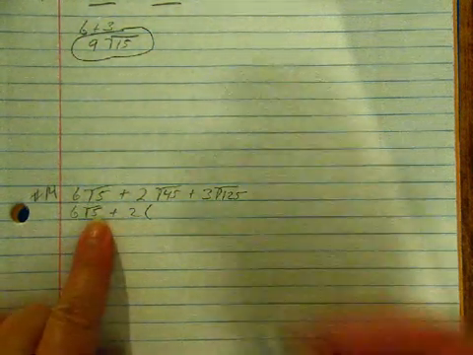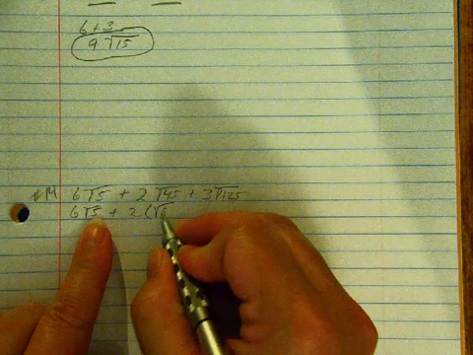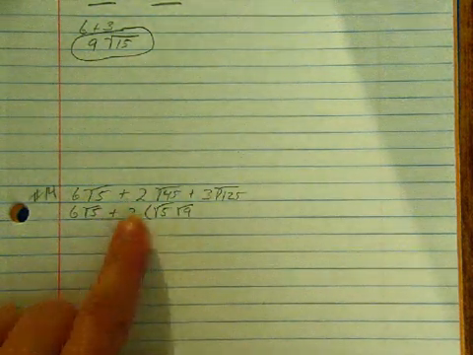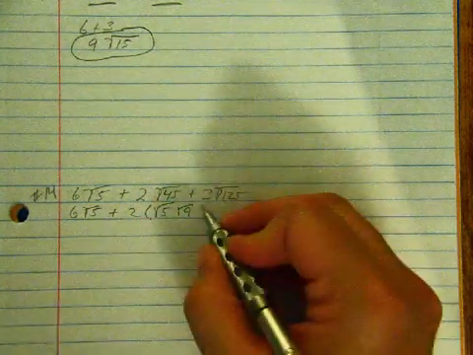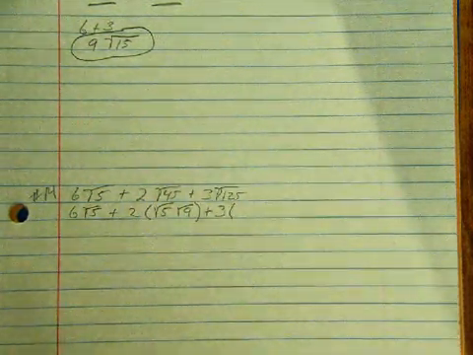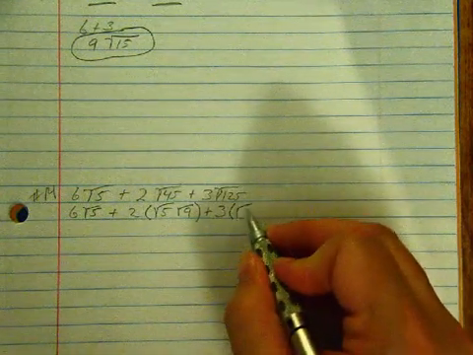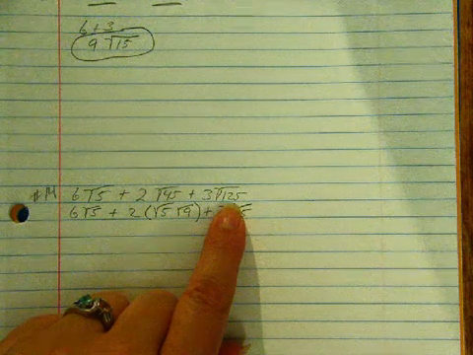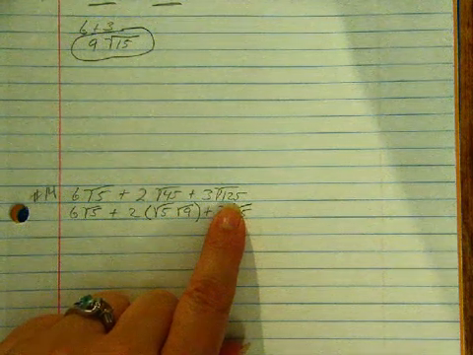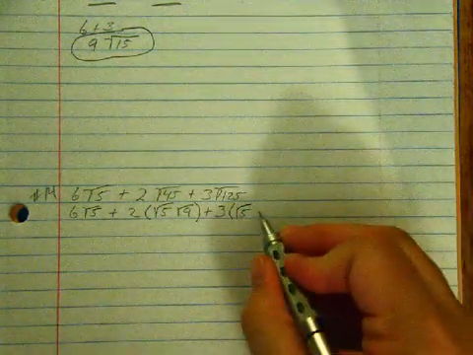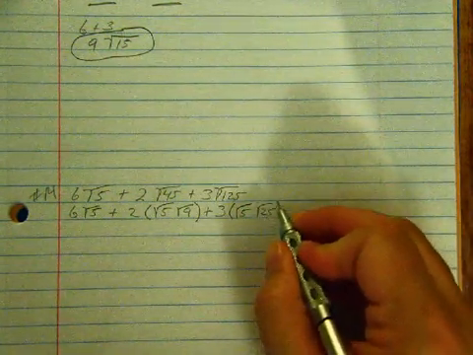So this would be square root of 5, square root of 9. 5 times 9 gives me the 45. Plus 3 times, I'm going to do the exact same thing here. I'm going to say, okay, 5 times what gives me 125? So for this one, it actually ends up being 25. So we're going to put 25 there.